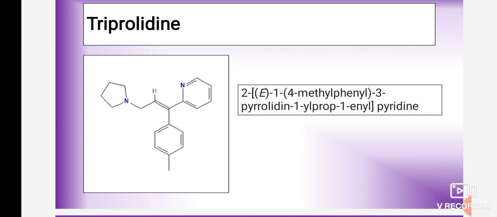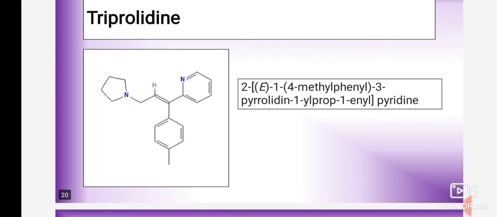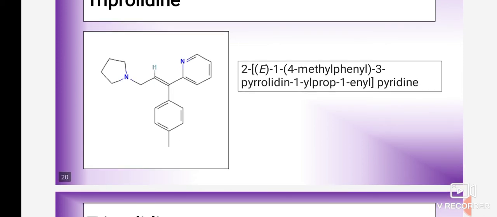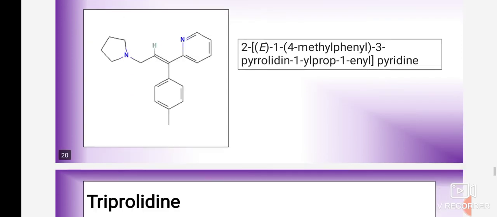Then 1-prop-1-enyl. Okay, so there is a presence of double bond, so it is "en", and then "yl". If there is a methane present as a substituent, then we mention it as methyl. Similarly, it is a propyl, but there is a double bond, so it is propane-1-en-yl, propenyl. Pyridine. Okay, so there is a pyridine nucleus in the structure. So this is the chemistry point of view of triprolidine.